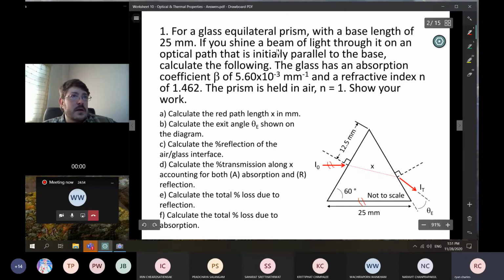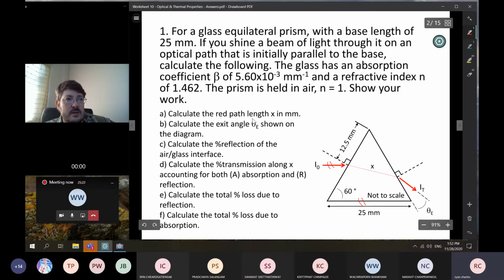All right, so you have all this data. You have a triangle here. You have light coming in here, and it's halfway down. It's halfway there. And I drew these little optical lines with little perpendicular things. And this is 60 degrees because it's an equilateral triangle. Calculate the red path length x in millimeters. So how long is that line?